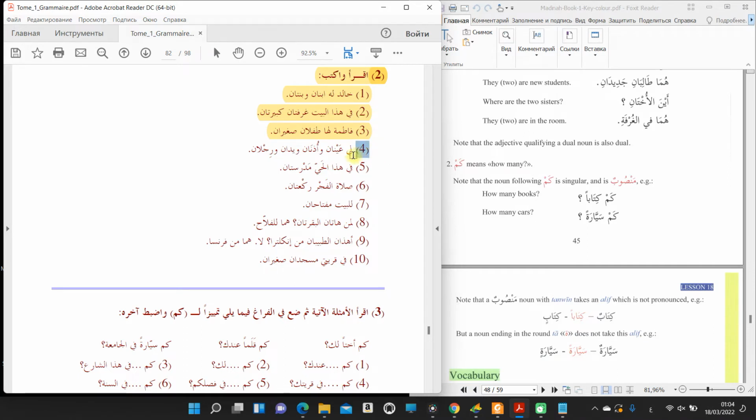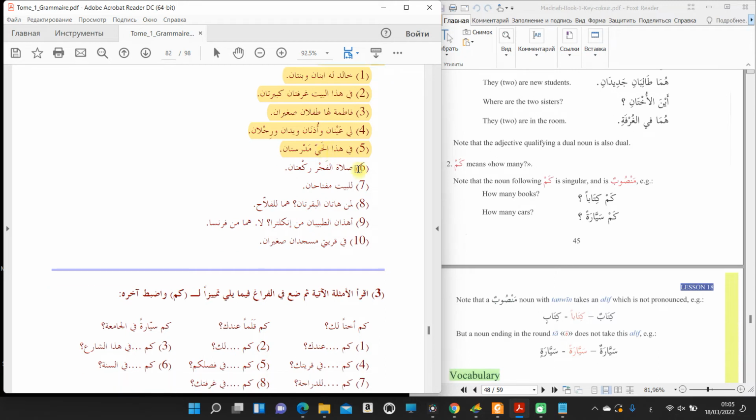لي عينان وأذنان ويدان ورجلان. I've got 2 eyes, 2 ears, 2 hands, and 2 legs. في هذا الحي مدرستان. There are 2 schools in this district. Hayyun, district.